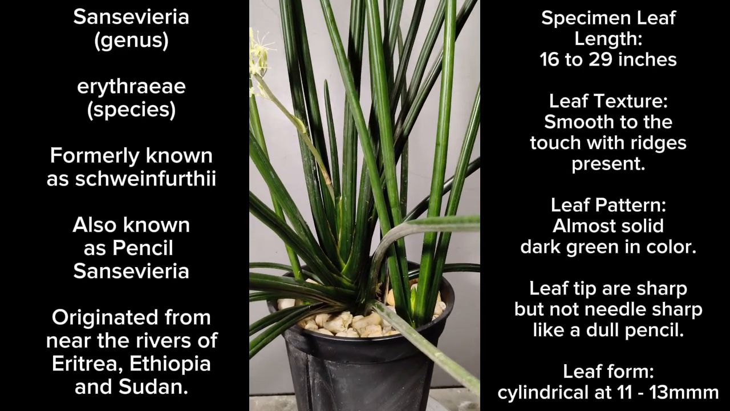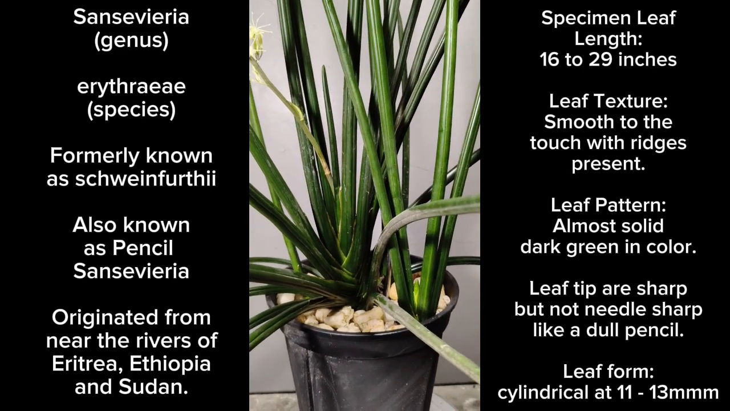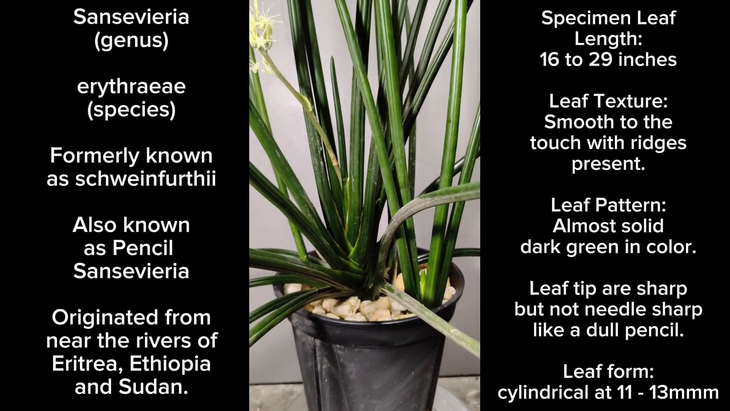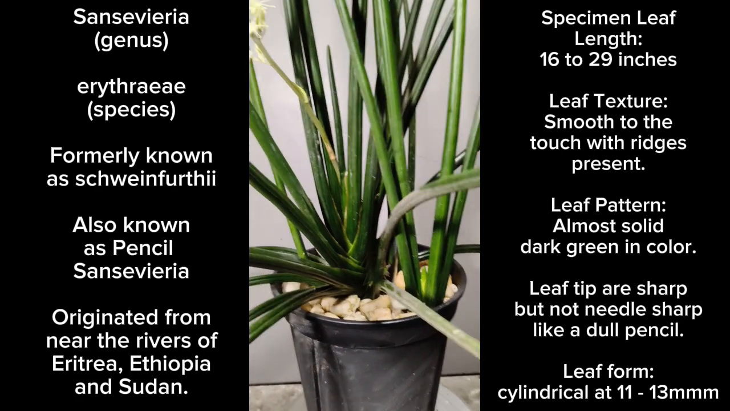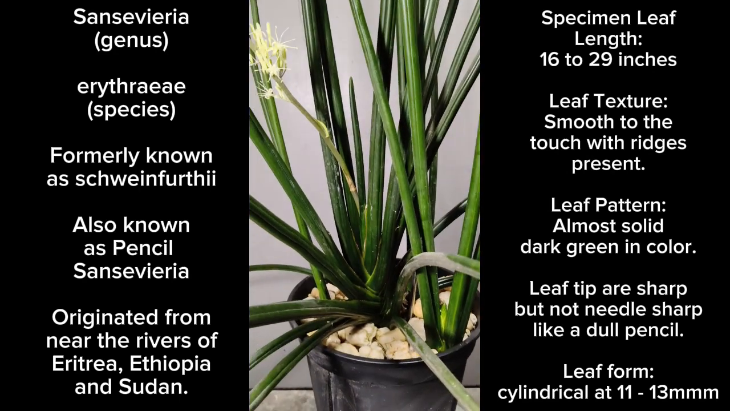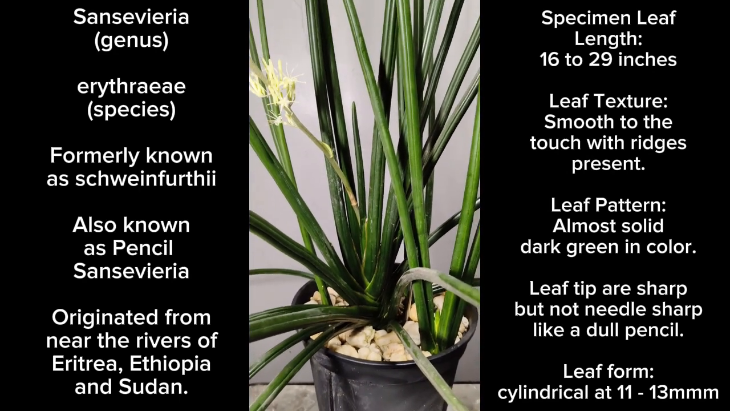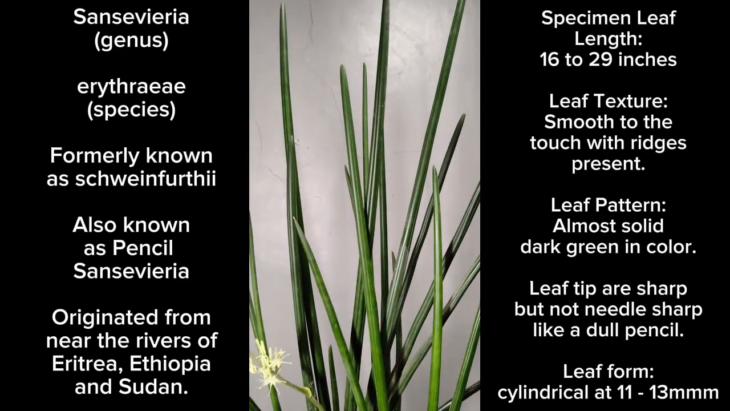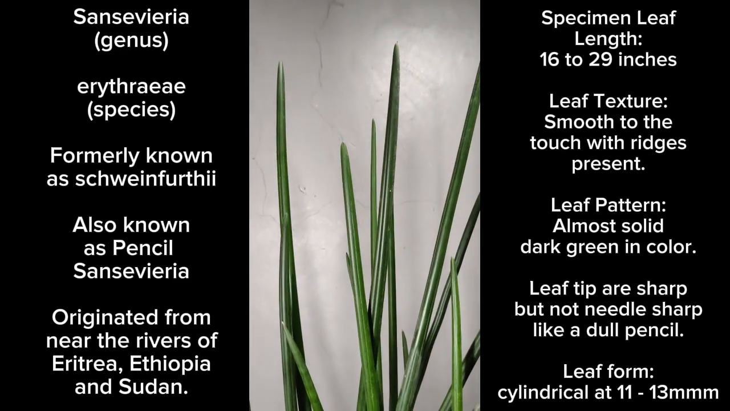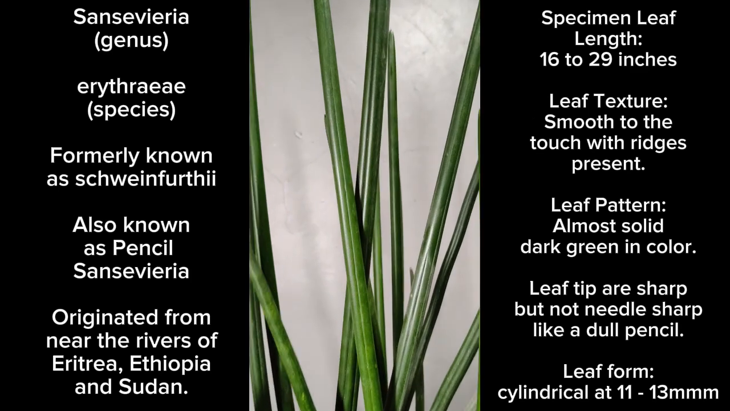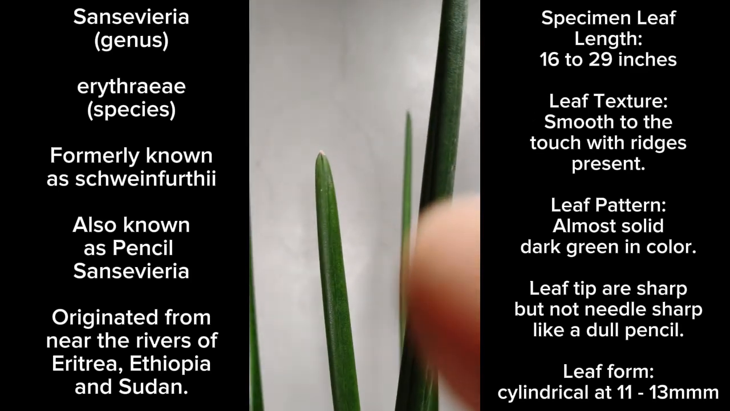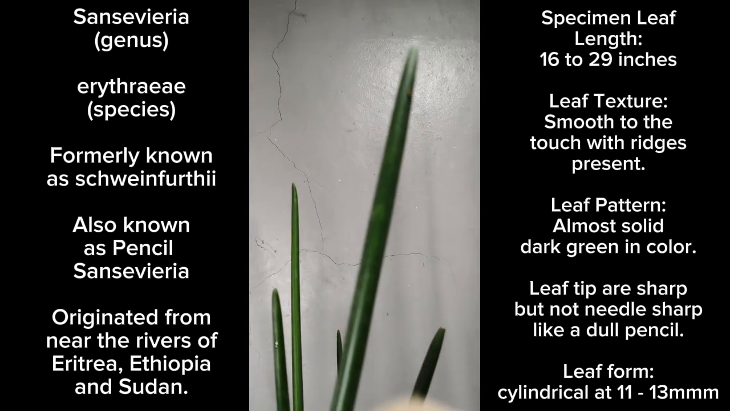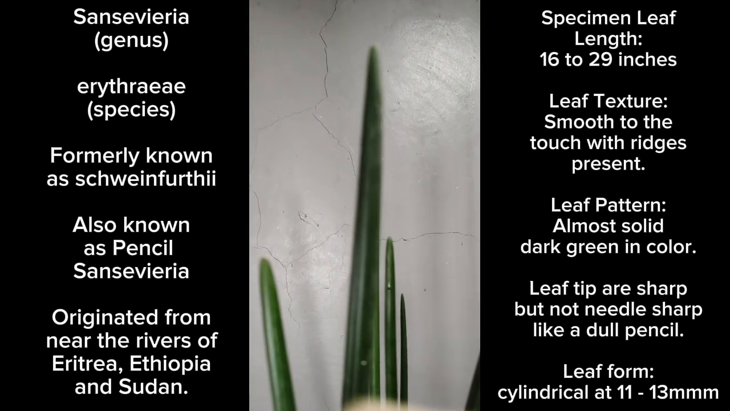In the market, it has another trade name, or it's known by another name, which is the pencil Sansevieria, or the pencil snake plant. That is because of the form of it. If I move backwards, they look like very long pencils, and they look like pencils because of the upper portion, which is pencil-like in appearance. So you can see those are the tips of Sansevieria erythraeae.